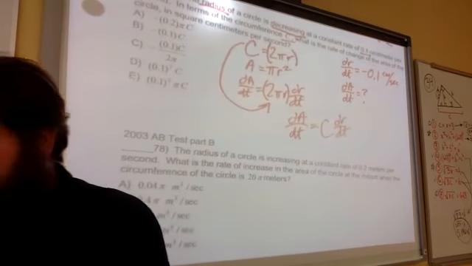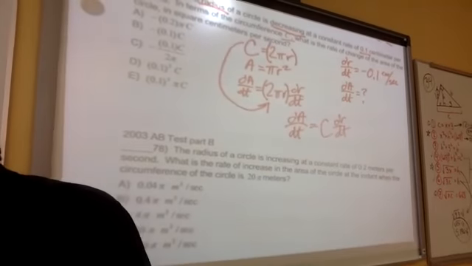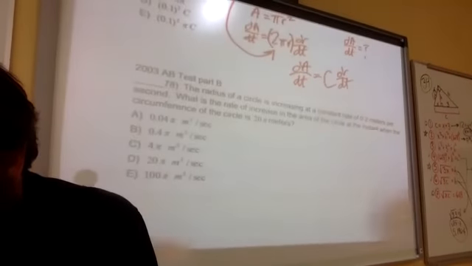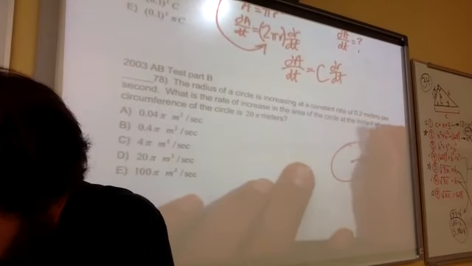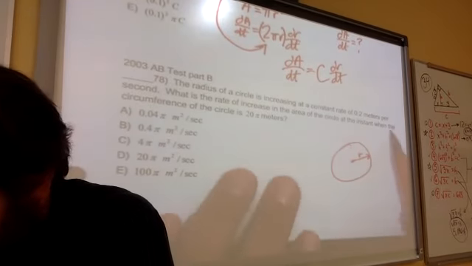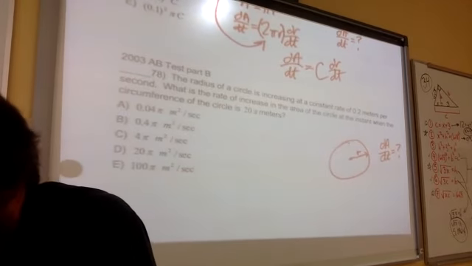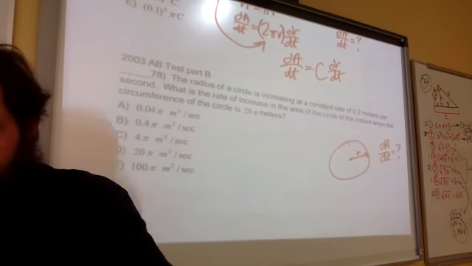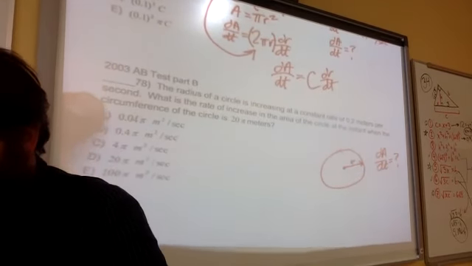We know dr/dt. Number 78. The radius of a circle is increasing. The radius is increasing. What's the rate of increase in the area? Okay, that's all I'm doing for that one. I overdid the last one. You did it perfect.